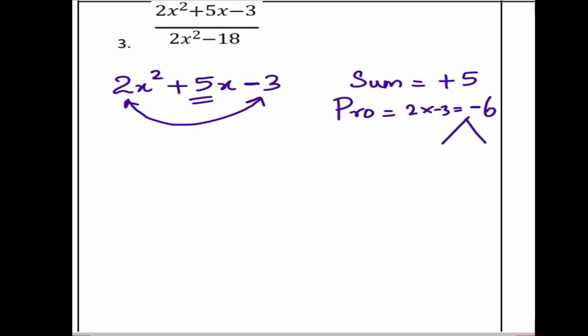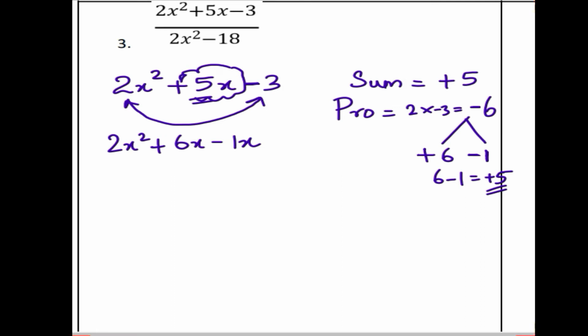If you're not familiar with this technique, you have to go through the topic that you have done earlier, which is splitting the middle term and just how do you regroup and factorize these terms. Here I'll go for a plus 6 and a minus 1 because I can see that the product gives me negative 6. At the same time, 6 minus 1 gives me a plus 5. So you have 2x squared plus 6x minus 1x. I'm splitting the middle term here. 5x is split into 6x minus 1x minus 3.